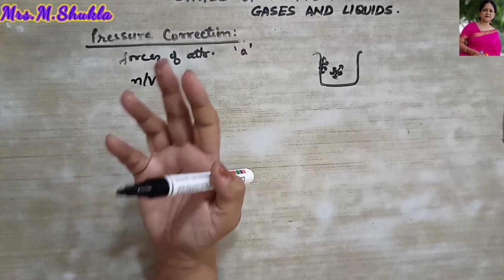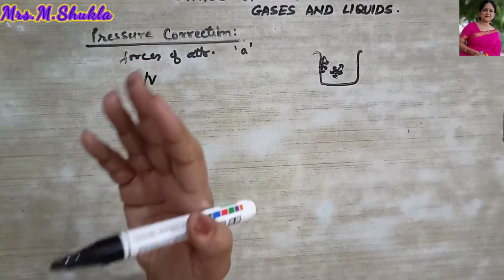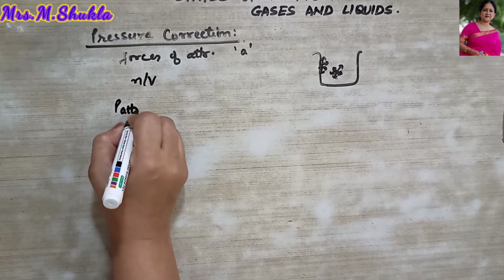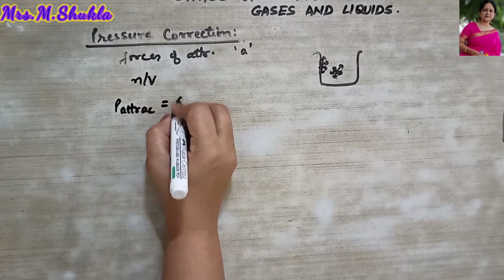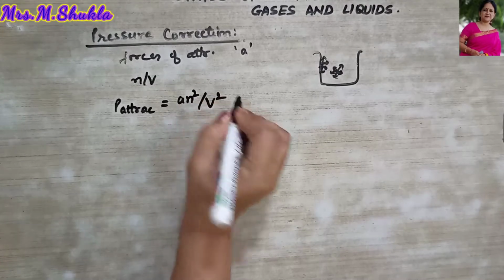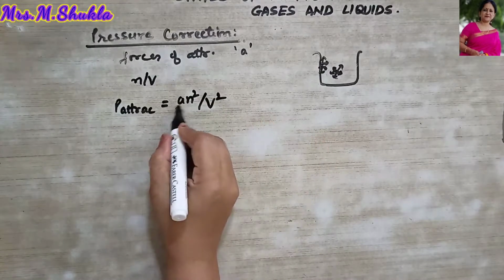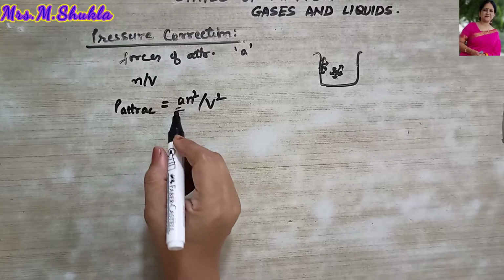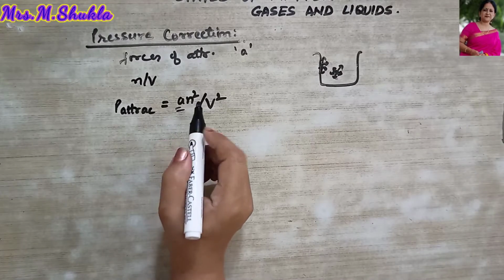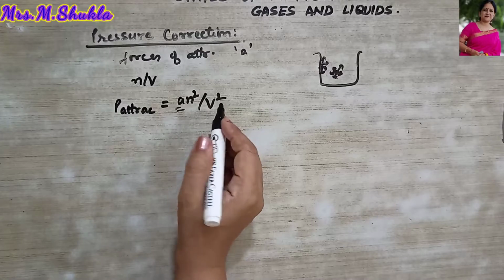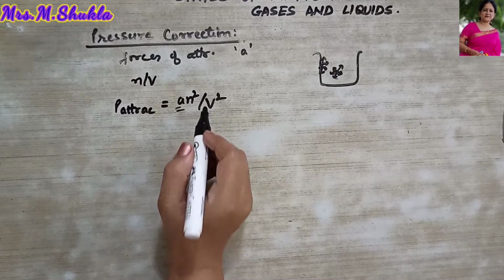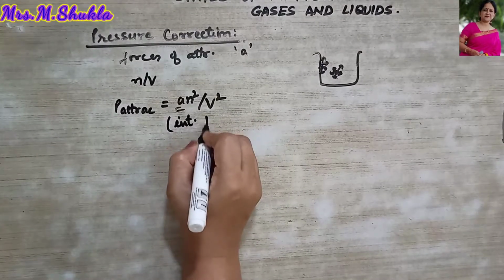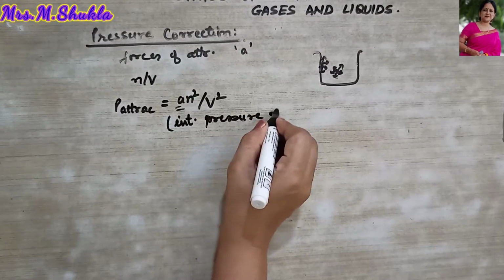Therefore, if we are going to write down the correction of the pressure due to the presence of the force of attraction, we can write it like this: force of attraction is equal to an^2/V^2, right? Where what is your a? a is your proportionality constant, and it is also known as your van der Waals constant. Now this term an^2/V^2, what is this? This is called the internal pressure of the gas.